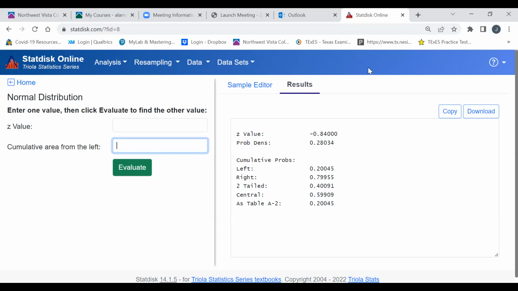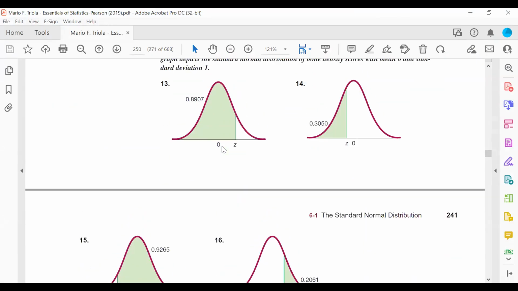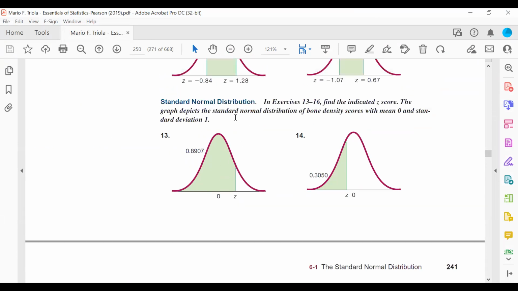So on your homework, let's find it. They are problems like 13, 14, 15, 16. So let's look at number 13. Oh, before I do that, write these notes down.